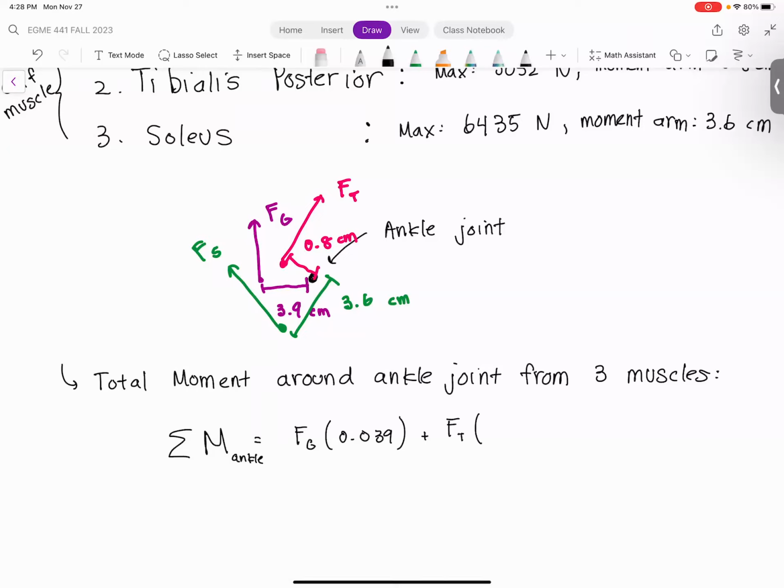multiplied by its moment arm. Its moment arm is 0.8 centimeters, and converting that to meters, that's 0.008. And then we have the contribution from the soleus force, Fs, which we multiply by its moment arm of 3.6 centimeters, which is 0.036 meters.